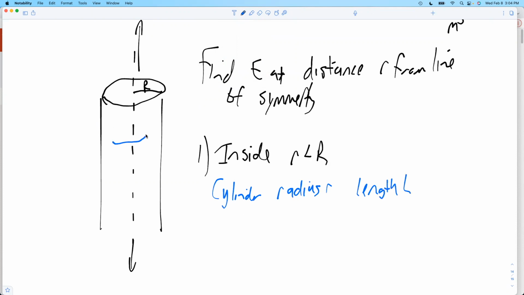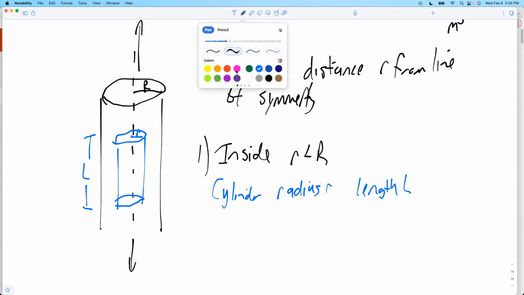So let's draw that in here, and that's going to be smaller. That's L, the length, and little r here is smaller than big R. The cylinder does not go all the way out to the edge. So there's my Gaussian surface. I've drawn a picture and I've labeled that picture. That is a required step for a complete write-up. Okay, now we're going to make the same arguments we were making before.